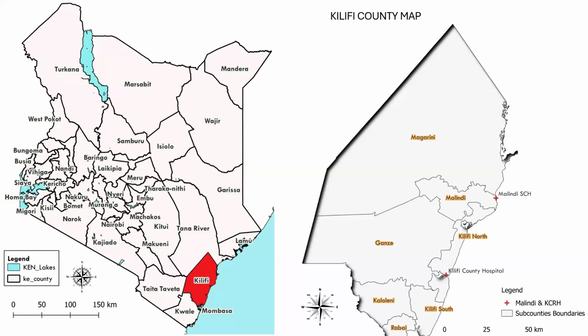And the second map shows us the sub-counties of Kilifi County. We have 7 sub-counties, and on the map you can also see 2 hospitals, Kilifi County Hospital and Malindi Sub-County Hospital. These are very important because the operational research was actually done in those 2 facilities.